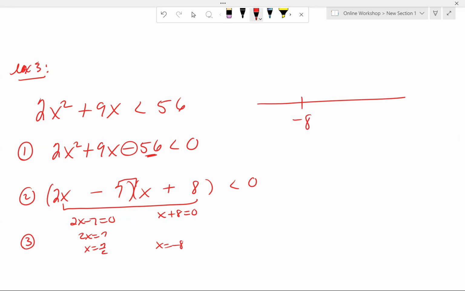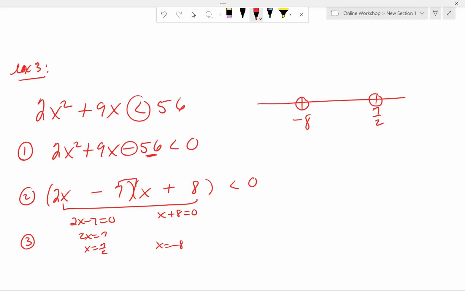So -8 goes first because it's smaller on the left, larger on the right, of course. We're doing the number line, and that's 7/2. So those are my critical points. I got them in the right order. Now do I put an open or a closed circle? Because it's just strictly less than, there's no equal to, they will get open circles. They will not be included in my solution.